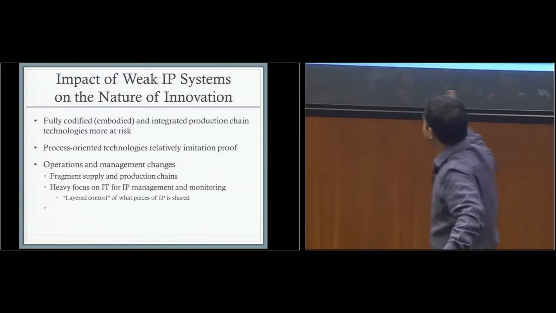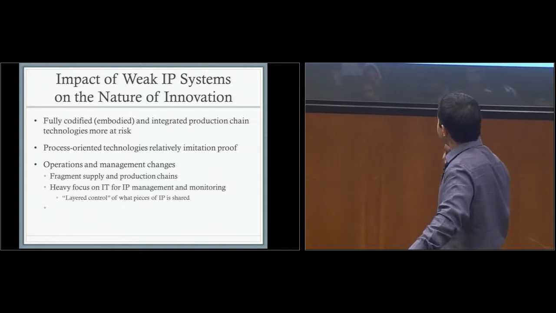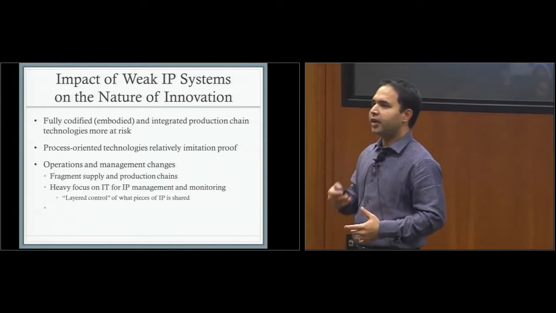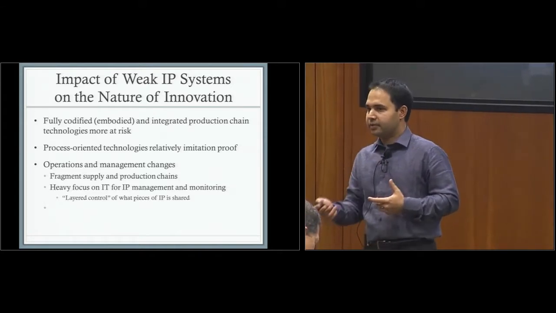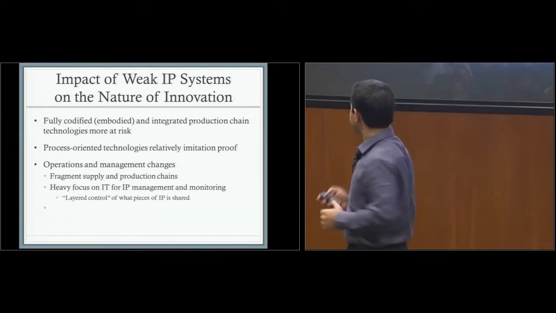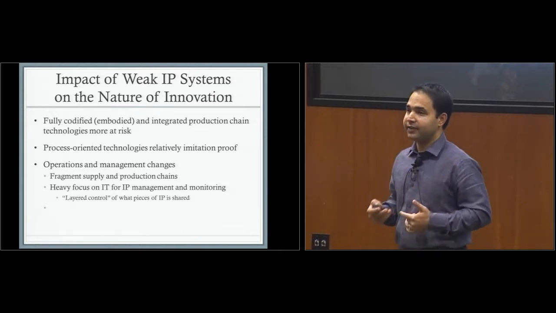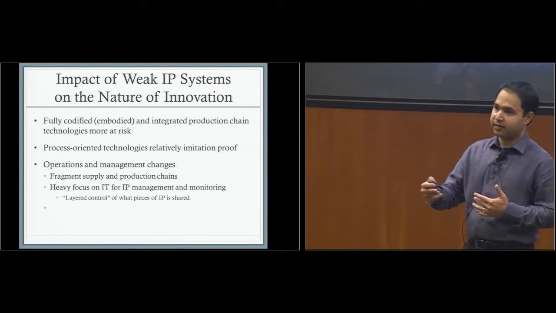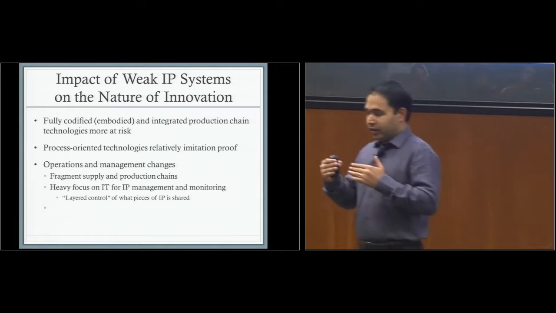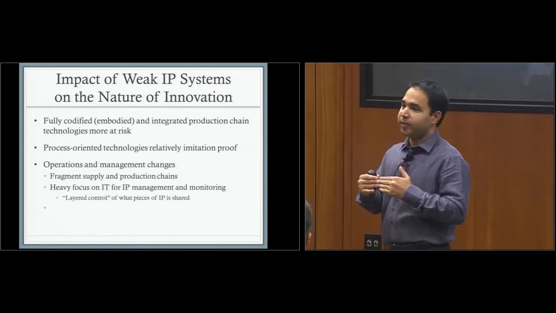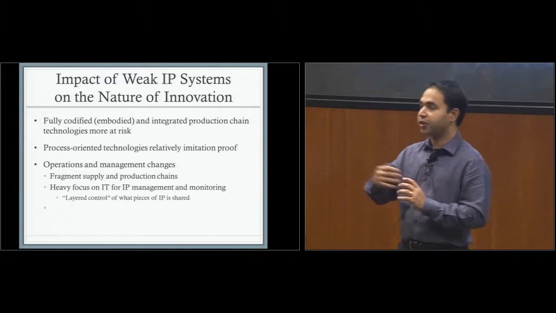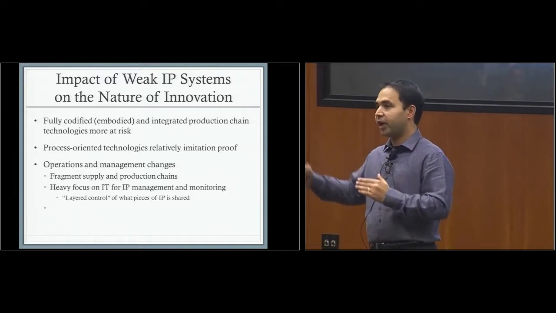We have talked about the fully codified and process-oriented technologies, but one thing that is happening is the foreign firms that are forming these partnerships are trying to have more process innovation because it's easier to protect those technologies. So they're moving away from codified technologies. And second, they're also investing heavily in IT to actually manage that IP. And so there is a lot of very sophisticated information technology that surrounds how IP gets shared and how you can control and monitor sharing of your IP layer by layer.